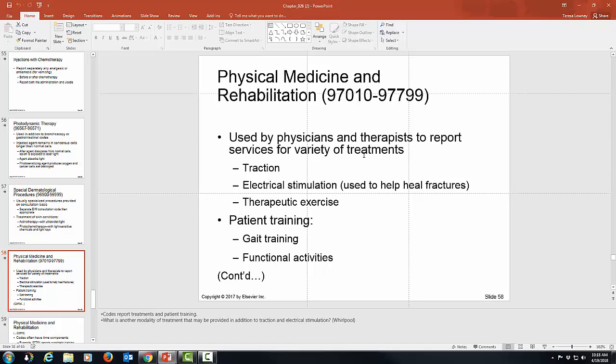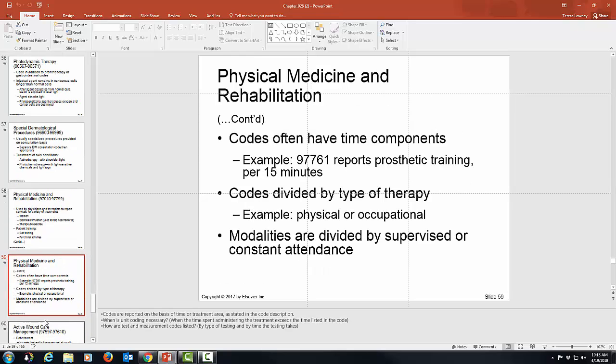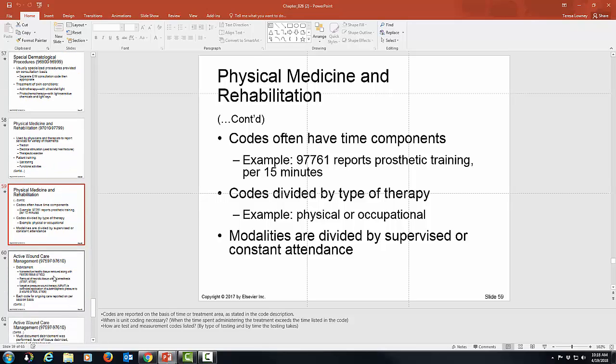Physical medicine and rehabilitation: traction, electrical stimulation, therapeutic exercise. The patient has special training. You need to code whatever treatment and patient training is happening. These codes often have time components, and they are divided according to physical or occupational treatment therapy. Modalities are divided on supervised, on constant attendance.